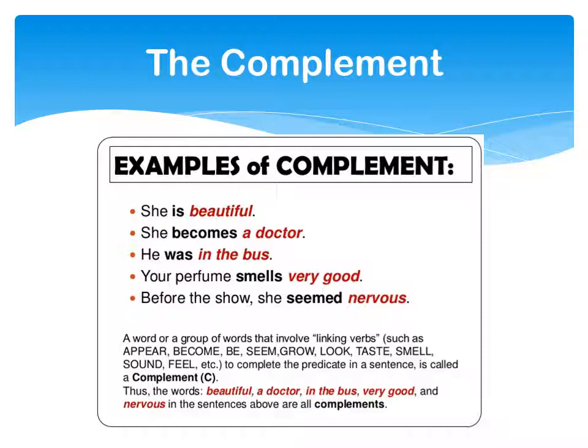A word or a group of words that involve linking verbs such as appear, become, be, seem, grow, look, taste, smell, sound, feel, etc. to complete the predicate in a sentence is called a complement. Thus, the words beautiful, a doctor, in the bus, very good, and nervous in the sentences above are all complements.